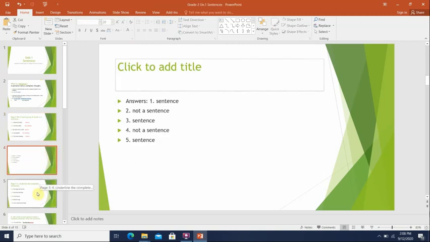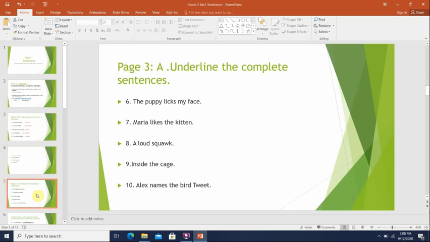Here I wrote the answers. I forgot that I wrote the answers. Now we're going to go to page 3, and it says underline. Part A says underline the complete sentence. Again, we will read each group of words, and if it's a sentence, we will draw a line under the sentence. If it's not, we will leave it. So number 6 says, the puppy licks my face.